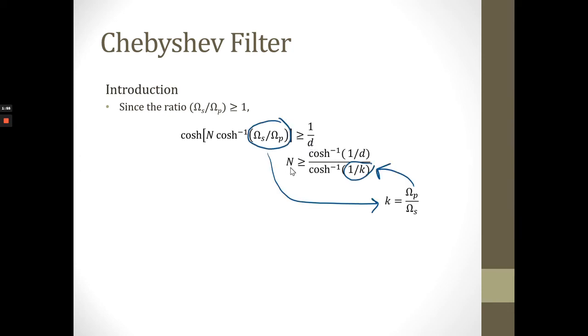Therefore, N is larger than or equal to inverse cosh of 1 over d divided by inverse cosh of 1 over k, where this function is related to k. After we rearrange this equation, we have 1 over k at the denominator of the filter order equation.